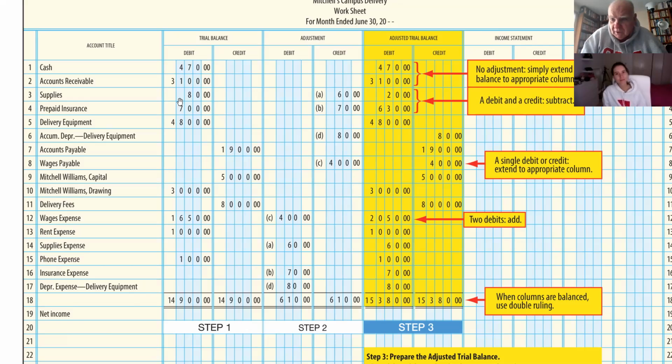Supplies. We know we use supplies. We had 80 at the beginning. We used 60. How much do we have left?